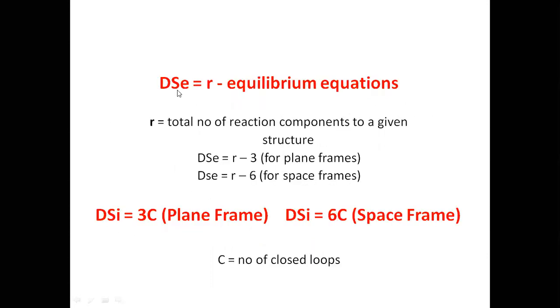So this is what, in a quick summary, we can say: DSE is equal to R minus the equilibrium conditions, where R is the total number of reaction components of a given structure. In the case of a simply supported beam, R will be 3, that is, two at the hinge and one at the roller. For a plane frame it is R minus 3. We have discussed this in the second or third slide, I think, the same thing, just to give you a summary. So this is DSE external, and this is DSI internal, 3C for a plane frame, and DSI will be 6C for a space frame. Here C is the number of closed loops.